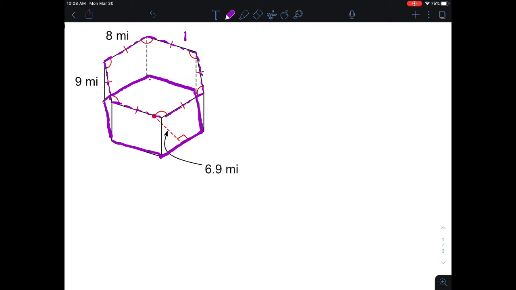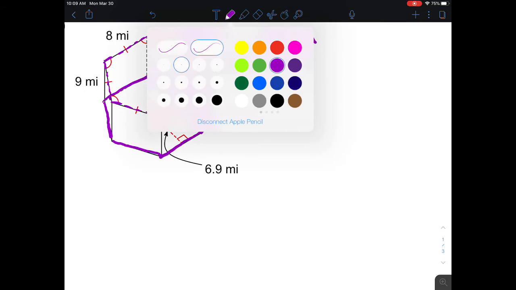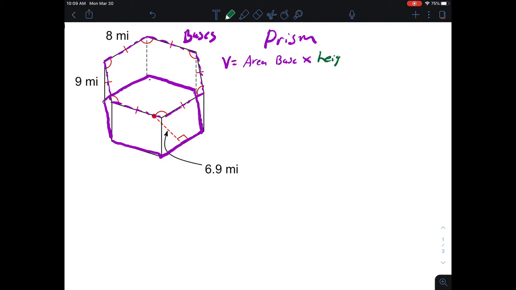So in purple, we have our bases. They are parallel to one another, so this is a prism. Which means that the volume of my prism is going to equal the area of the base times whatever the height is. Well, we can go ahead and identify the height as the side that connects the two bases. So 9 is my h, my height.